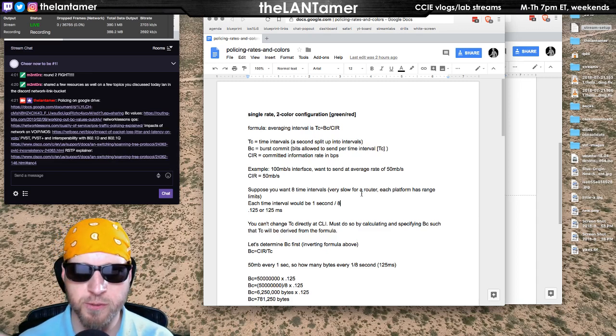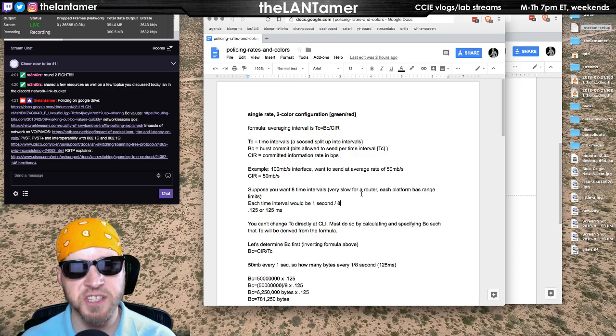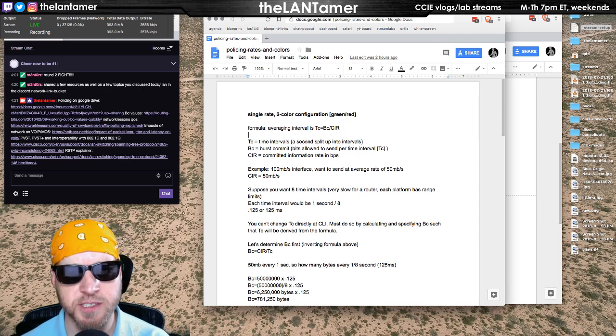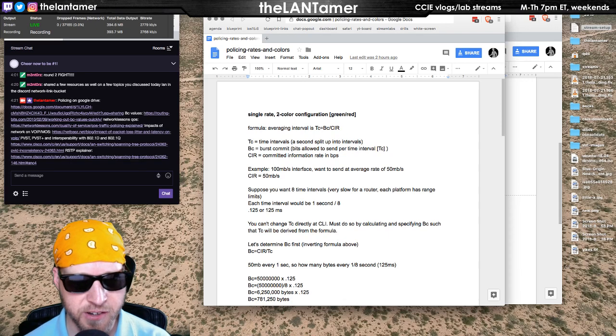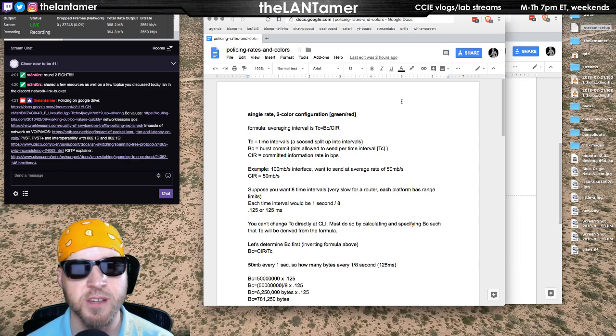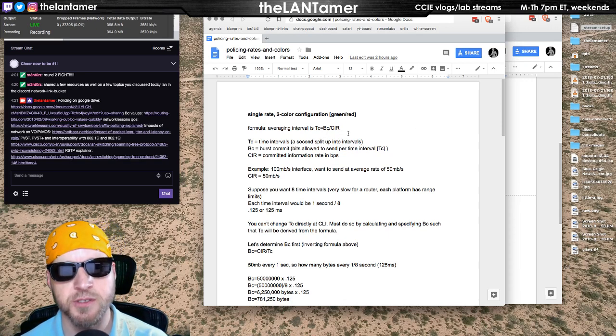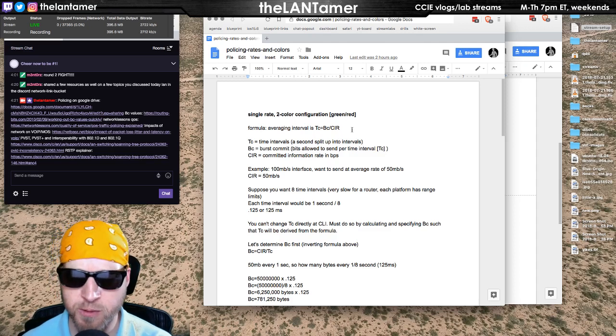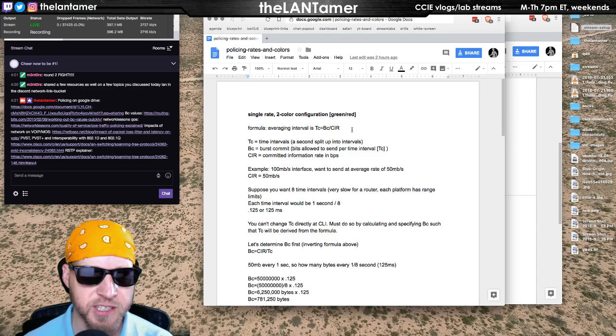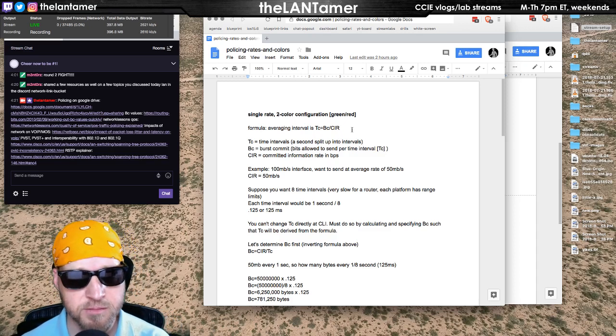So remember, there are three types of policing generally: single rate 2-color, single rate 3-color, and dual rate 3-color. And what I went into today is trying to understand this formula of how it's calculated. So we're going to walk through that. We're going to start with single rate 2-color. 2-color being green and red. So green in this case will be conforming, and red will be exceeding your rate.